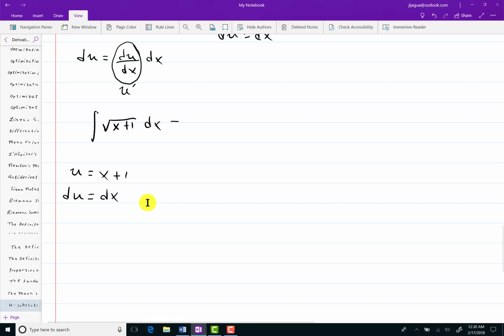So what happens then is right here where you see x plus 1, I'm going to replace it with u. So I get the square root of just u. And instead of dx, I'm going to replace it with du. The variable of integration is irrelevant. The integral still works the same whether it's an x or a u. But now, check this out. I can now use the inverse power rule and rewrite this as u to the 1/2 du.